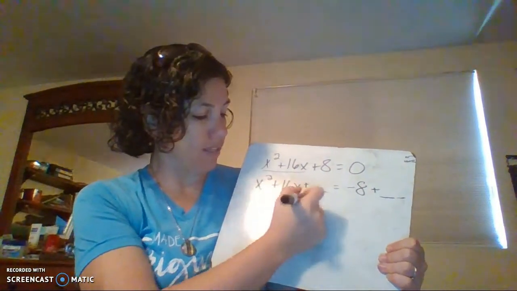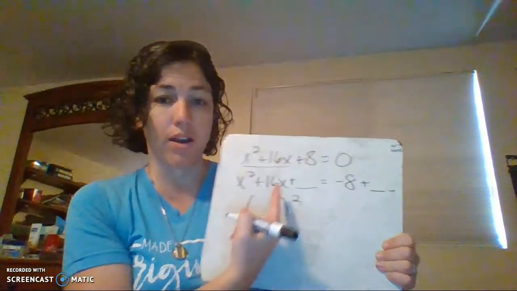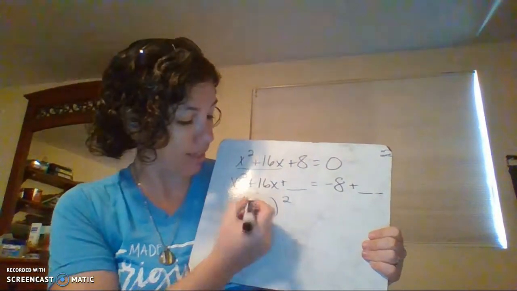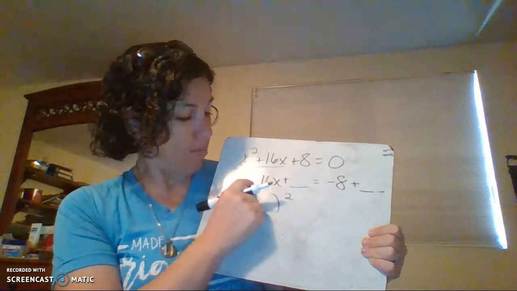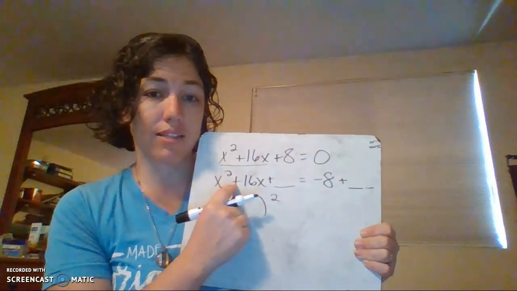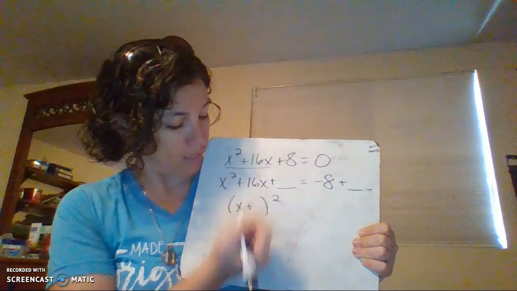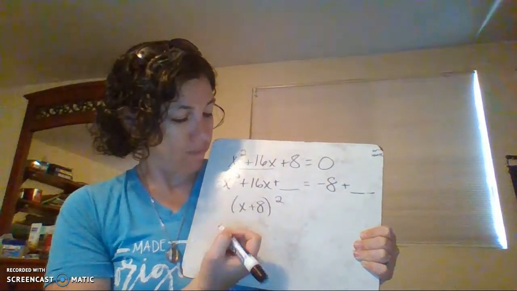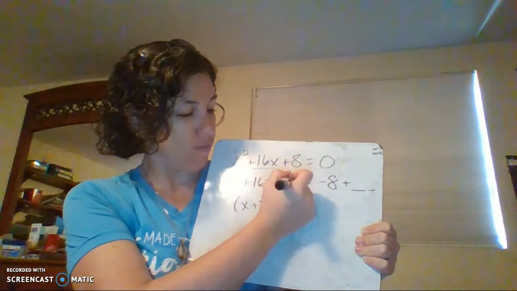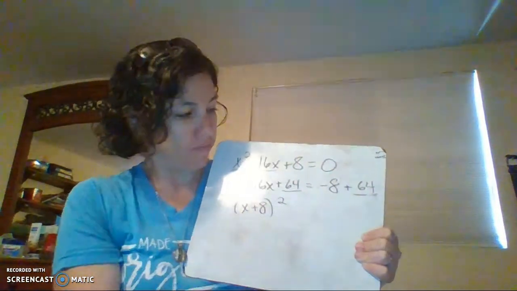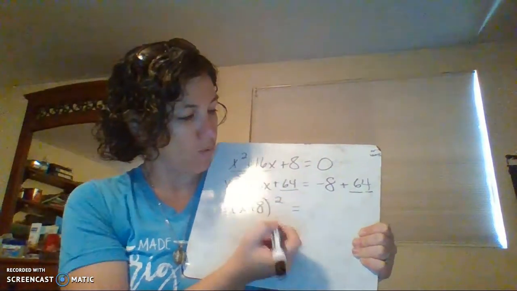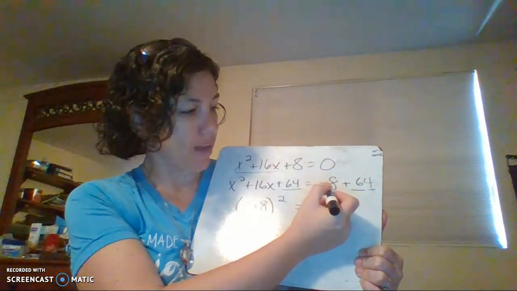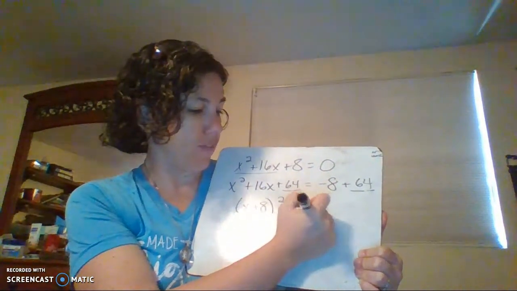Right here, I know I'm going to have something squared, because what I'm setting up is a perfect square, so it's going to come out like that. It's going to be x plus something, because this 16 is positive. What's half of 16? It's 8, and 8 squared is 64. Okay, so that equals 64 minus 8, which is going to be 56.